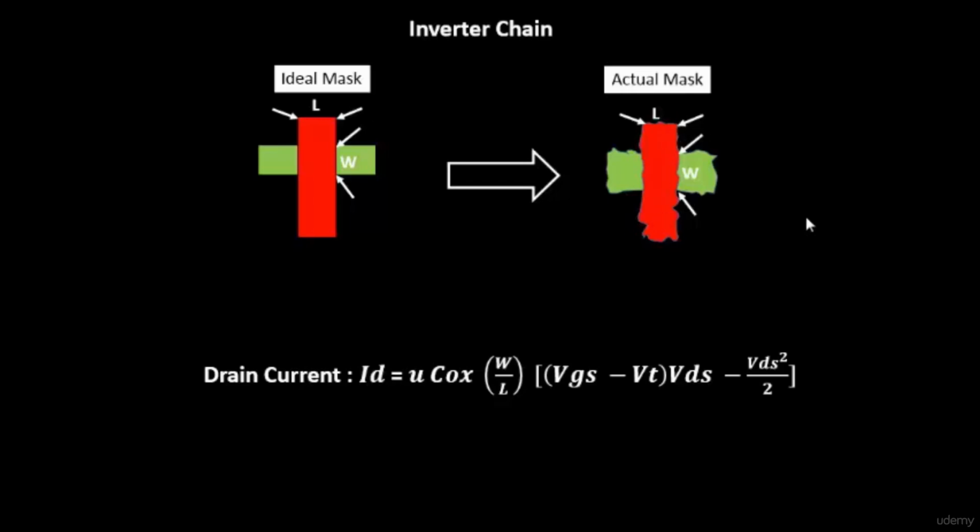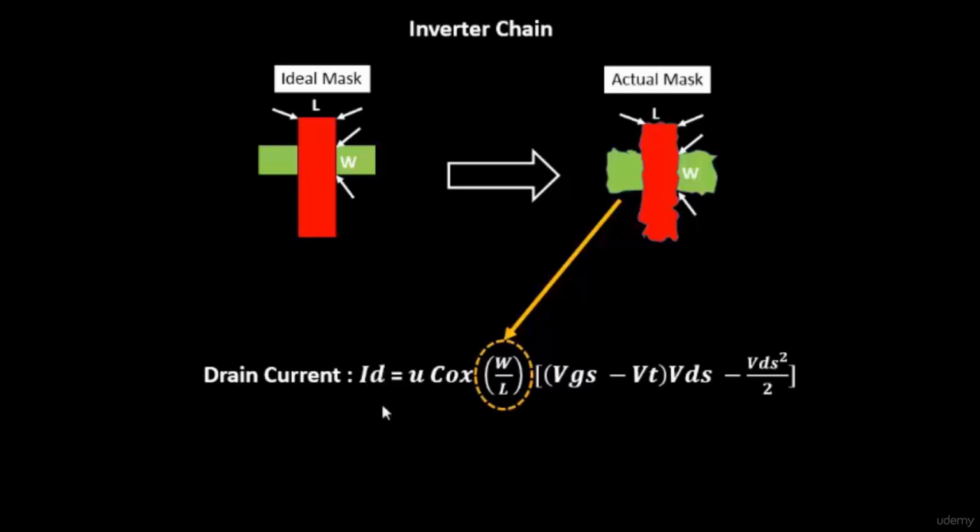Now how do this W and L affect things? What does that actually affect? If you look into the drain current equation of a single MOSFET, it is like mu Cox, where Cox is the oxide capacitance, times W by L, times the gate voltage minus the threshold voltage multiplied with the drain to source voltage, minus VDS square by 2. This is basically the drain current equation of any MOSFET or any transistor. So if you see, the drain current is directly related to your W by L. Any variation that you see in the W and the L will directly impact the drain current.